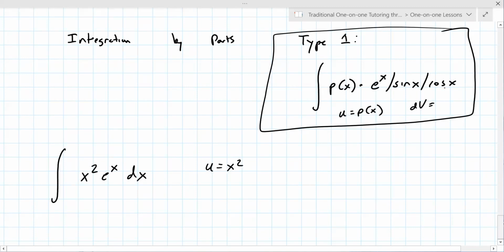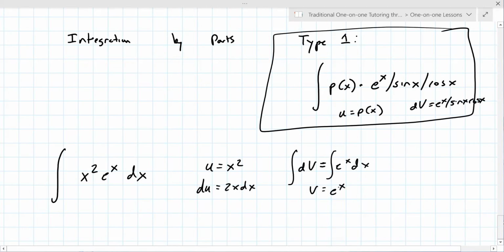dv is always the other thing, e to the x, sine x, cosine x, and you carry that through for the entire problem. Like if you end up doing integration by parts again, which you actually do here twice, you would use the same types of substitutions. So your dv is e to the x dx, and you have to integrate that. So on the left here, du is 2x dx, and on the right, v is e to the x.